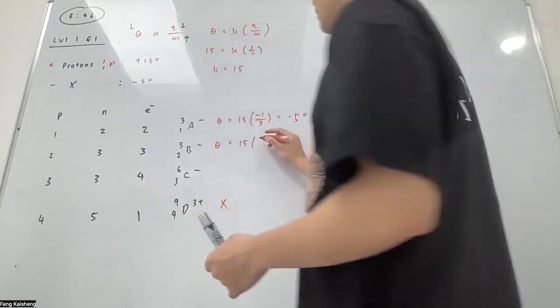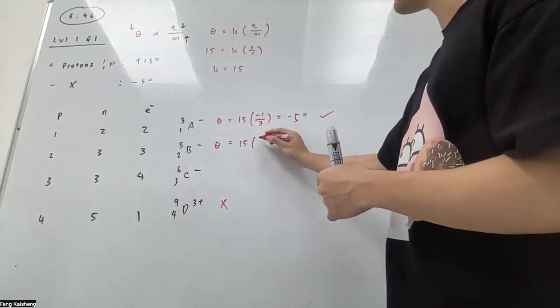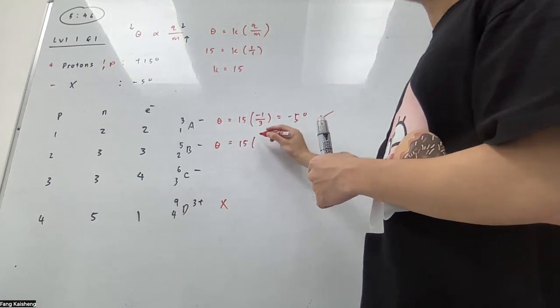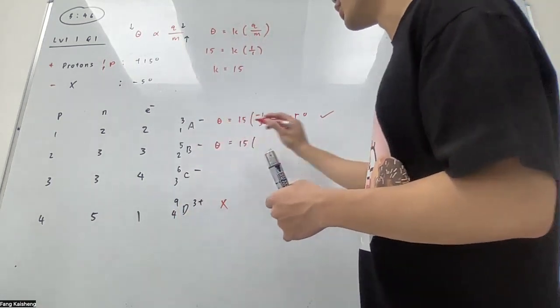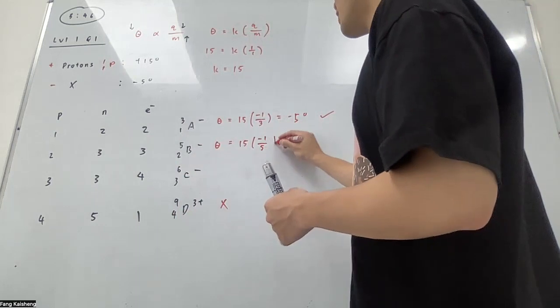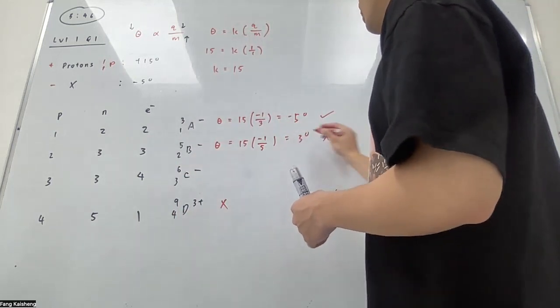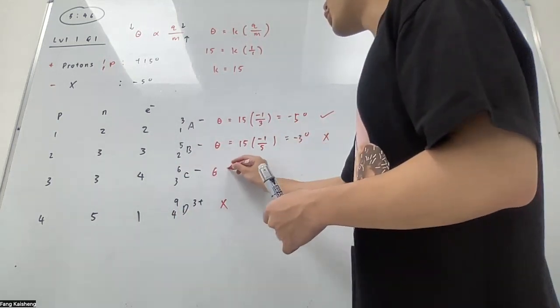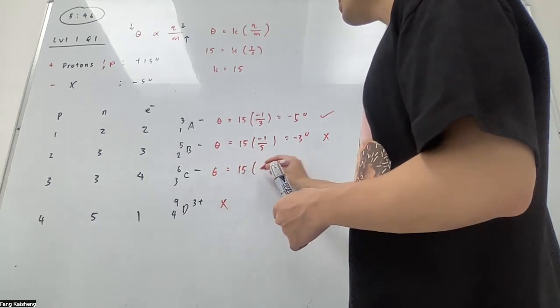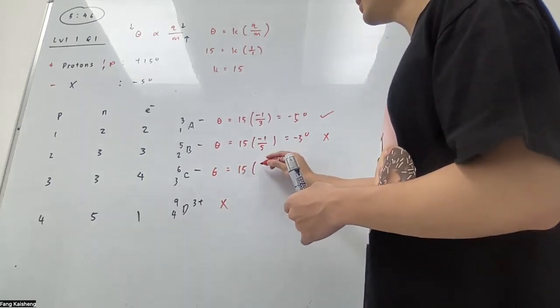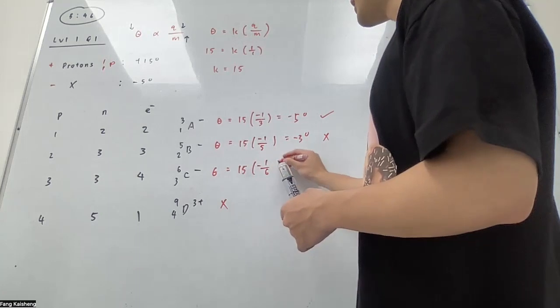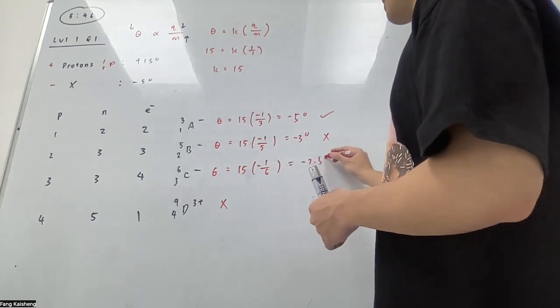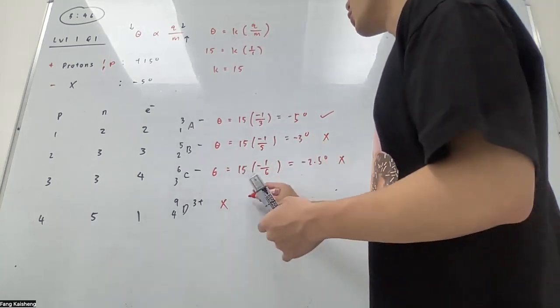15 times, what's the charge here? Over mass. Okay, look at the charge, don't look at the protons. -1/5, you get -3 degrees, that's wrong. Angle deflection of C is 15 times. What's the answer here? -1/6, answer is -2.5. And even if you calculate for T, you'll realize something.